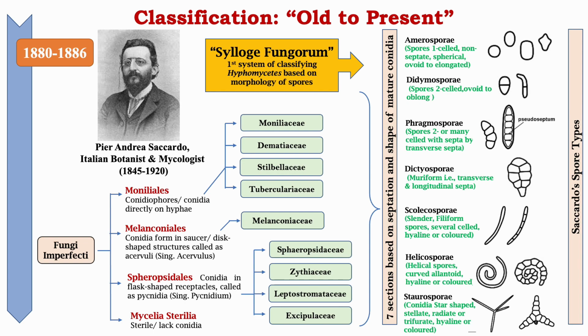From the name itself we can say the conidia are star-shaped, striated, radiate or tri-farate, hyaline or colored. And these groups were made based on the septation as well as shape of mature conidia, and these are also known as Saccardo's spore types.